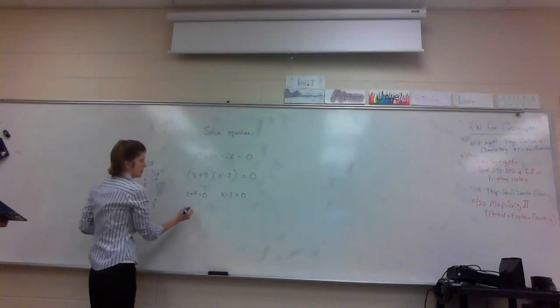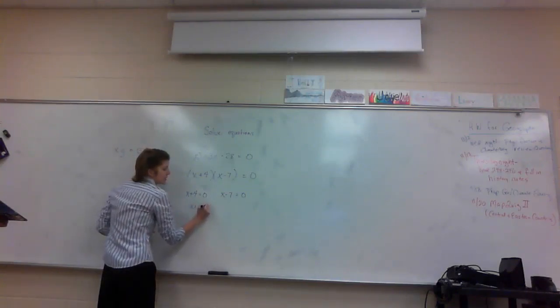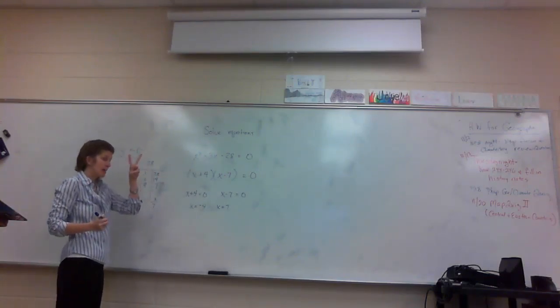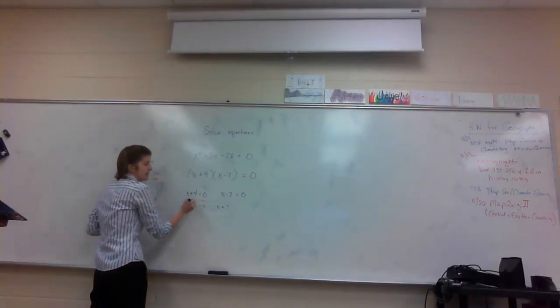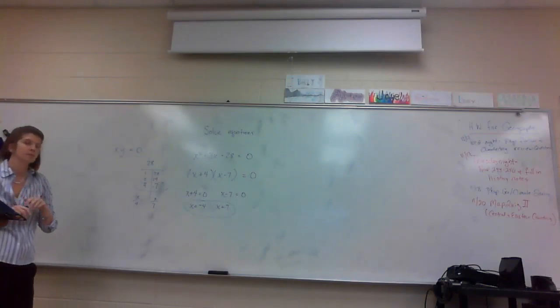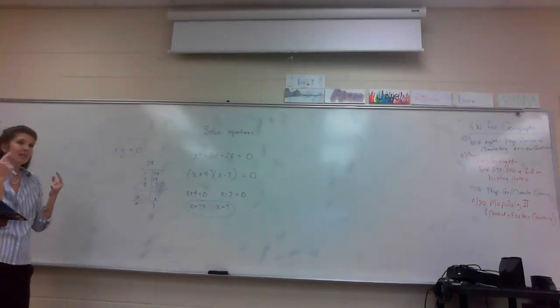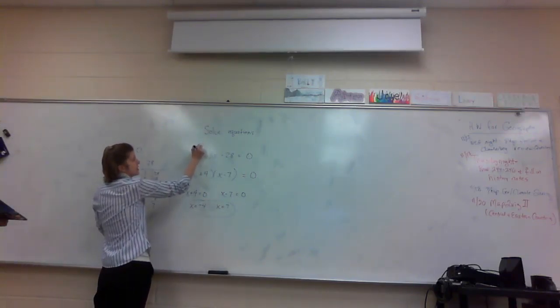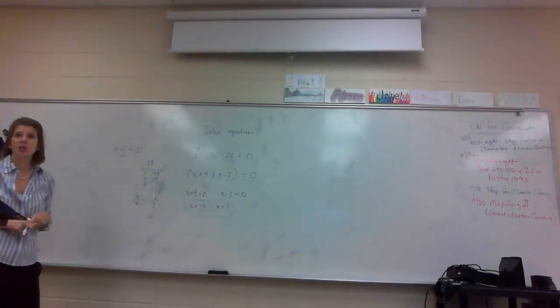Anything times 0 is 0. So x is not one or the other. There's two answers, -4 and 7. I knew it would have two answers because of this. Its degree is 2. That means it will have two answers.